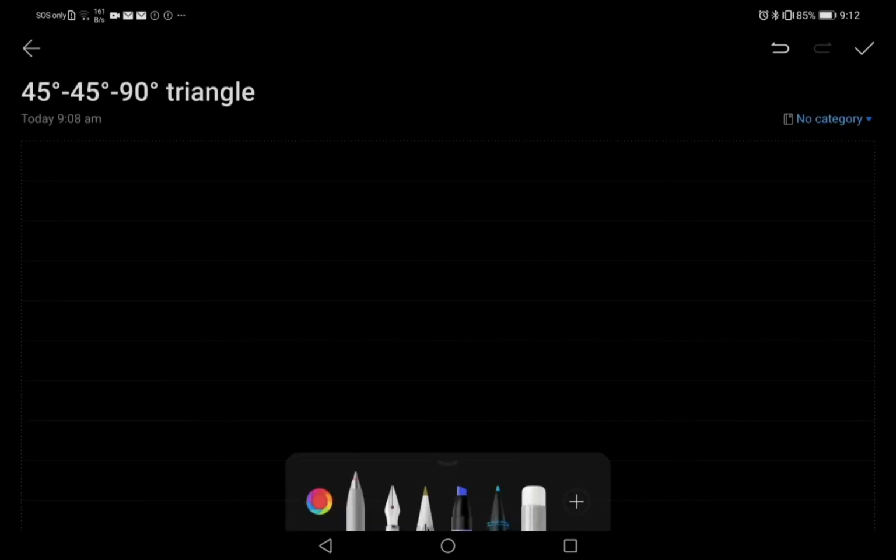This video will focus on the 45-45-90 right triangle. But before that, we will review rationalizing the denominator. For example, if we have a fraction 1 over square root of 2, in this fraction, the denominator has a radical sign. In this case, we are going to eliminate the radical sign by rationalizing the denominator.